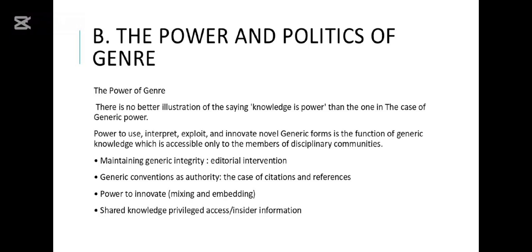So first, we have here maintaining generic integrity: editorial intervention. In some forms of academic discourse, especially research articles, one can see generally two kinds of mechanism in place to ensure generic integrity: the peer review process and editorial intervention. Both these mechanisms, though operating at different levels, are actively invoked to ensure that all accounts of new knowledge conform to the standards of institutionalized behavior that is expected by a community of established peers in a specific discipline.